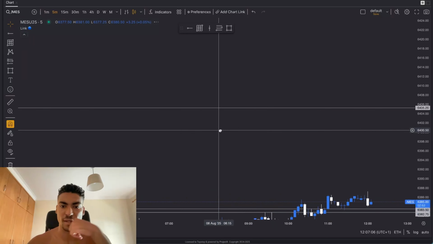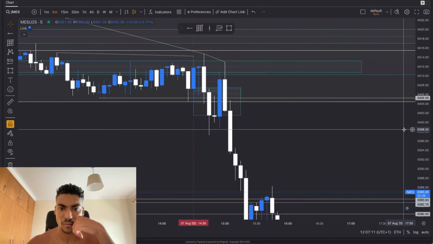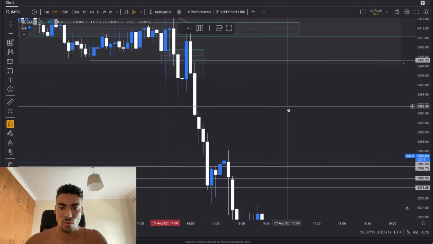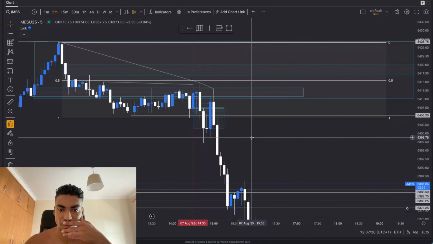Let's see the 5 minute, because I know for sure that we have a 5 minute entry in one of these indexes yesterday. So let's go through it. So we got liquidity sweep. Yeah, we have nothing on ES, I think. Yep.